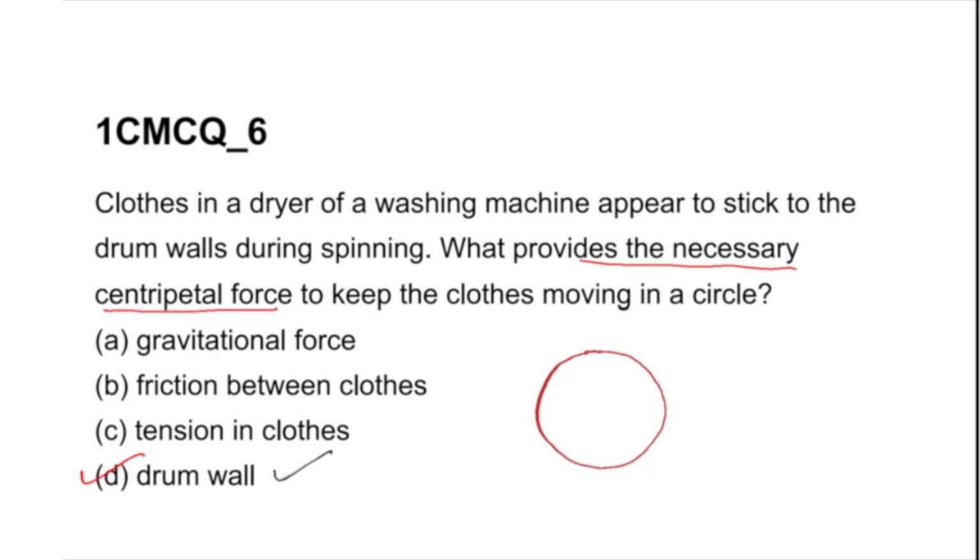For example, this is the washing machine we are seeing, and the clothes just get onto the walls, and then these walls push them inside. If the walls do not give the reaction, let's say if it is broken, if there's a hole here, the clothes will just shoot out, as when we cut the string and imagine a ball moving outward. The same way it will happen in this case.